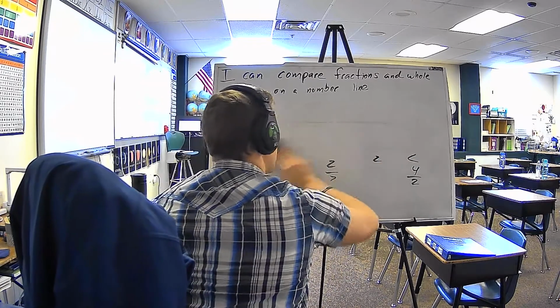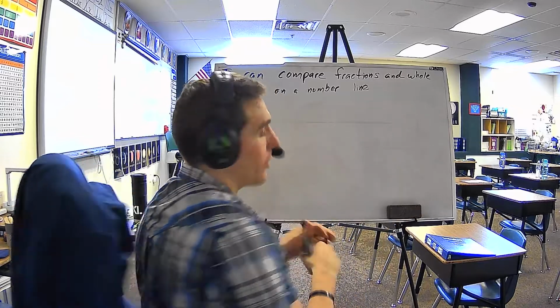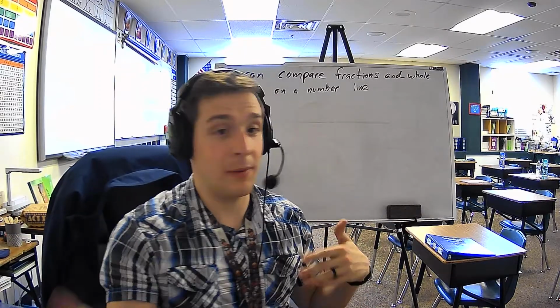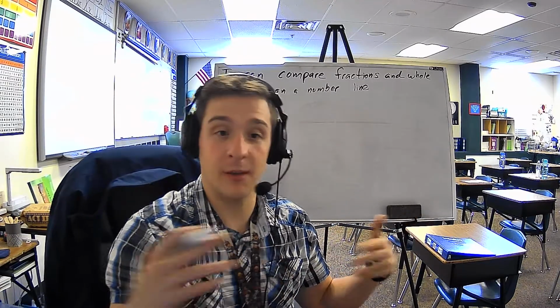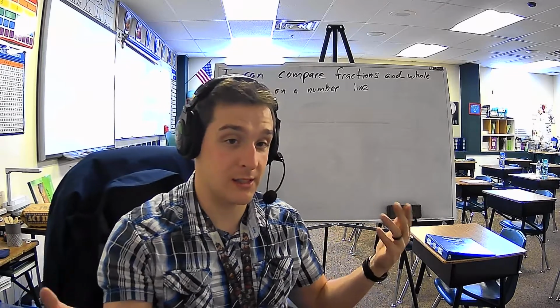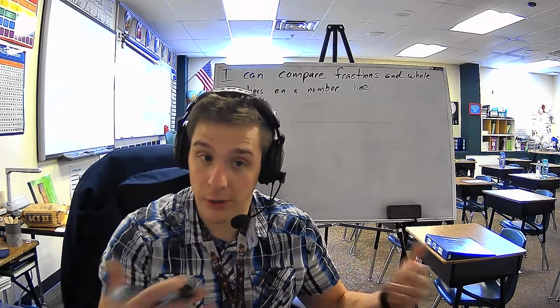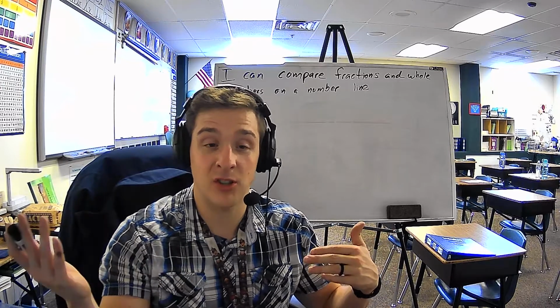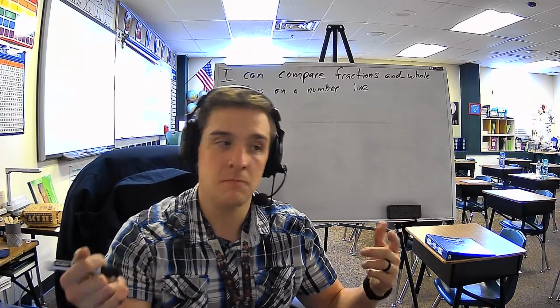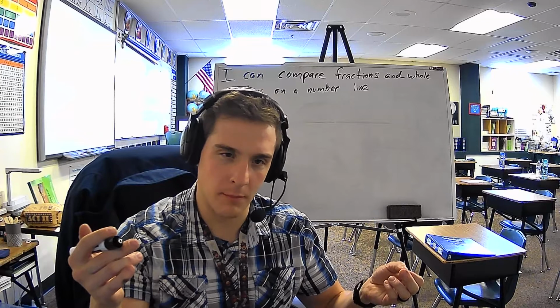Comparing fractions to different fractions when their unit fraction is the same, a third compared to some other third, a fifth compared to some other fifth, a sixth to some other sixth, we're usually pretty good at figuring those out. Usually the larger number on the top is the one that is larger. But we can run into problems with this.